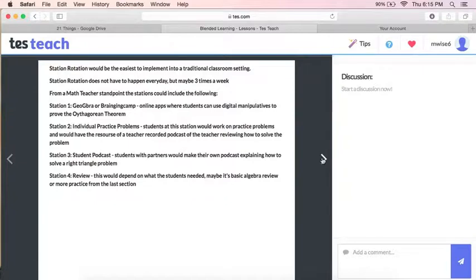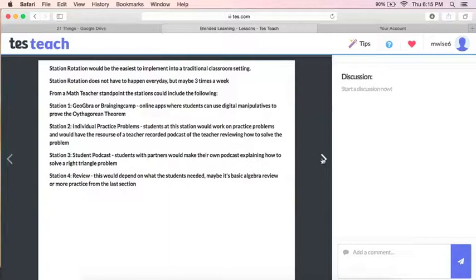Station 2 could be an individual practice problem. This could be a station where students would work on practice problems that we give them, and then they would have a resource from the teacher, a recorded podcast of the teacher reviewing how to solve these problems, on maybe 1 Chromebook or 2 Chromebooks per station. Students are individually working on these problems, but if they need a reference, that podcast of the teacher explaining the problem is there for them.